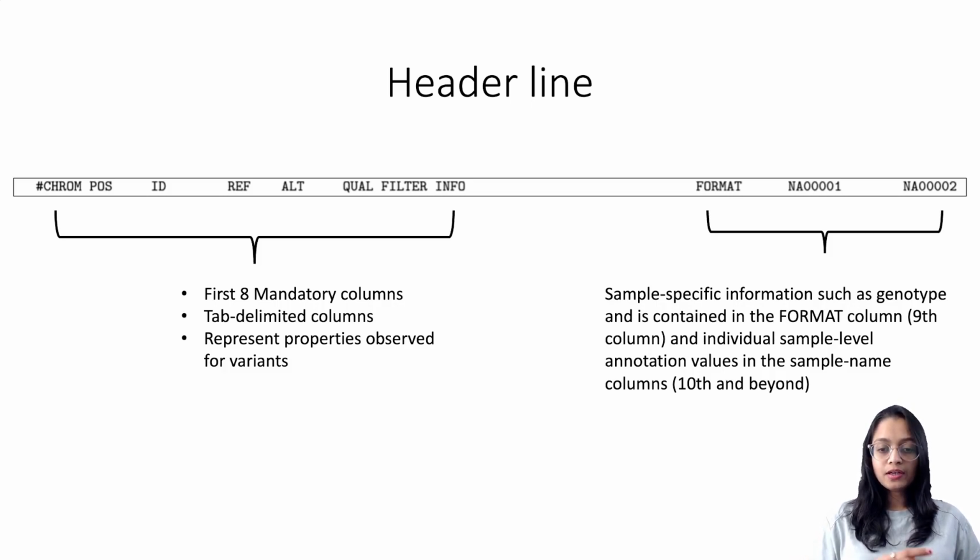Followed by that, we can obtain sample specific information such as genotype, genotype quality, in a column called format, which is the ninth column. And followed by that, we have individual columns, one column for one sample if there are various samples, that provides annotation values for each sample. So those will be sample column 10 and beyond. So if there are multiple samples, then each sample will have its own separate column.